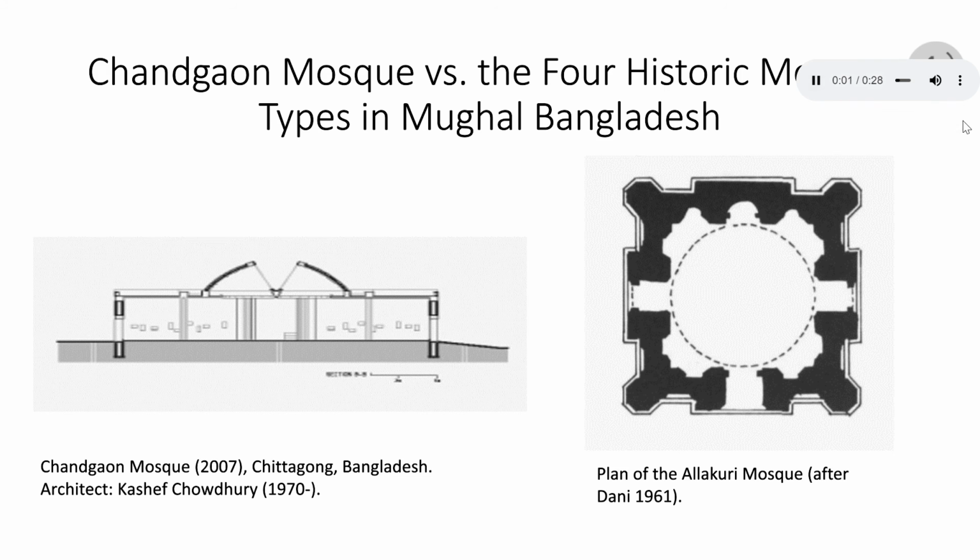Out of the four categories of Mughal Bangladesh mosque types, the Chandgaon Mosque most represents the single-domed type. Both the Chandgaon and the Al-Khuri Mosque have a singular dome that resides over a square plan. The Al-Khuri Mosque is crowned with a decorative piece called a finial. It can be perceived that the Chandgaon Mosque has an inverted finial at the apex of the dome in that it is concave at the pinnacle in an ornamental way.